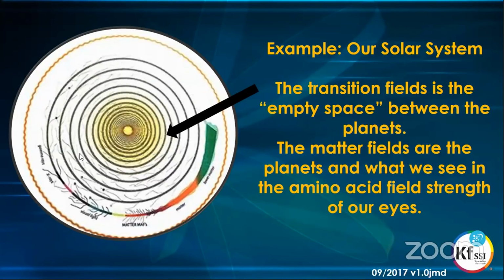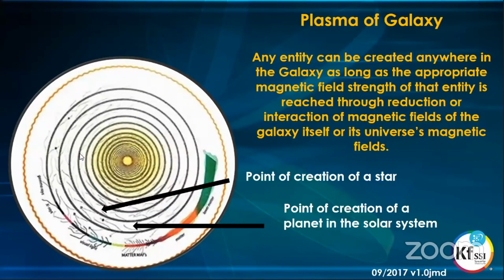So that was the plasma of the solar system, and we can now apply it to the galaxy. So any entity can be created anywhere in the galaxy as long as the appropriate magnetic field strength of that entity is reached through reduction or interaction of magnetic fields of the galaxy itself or its universe's magnetic fields.